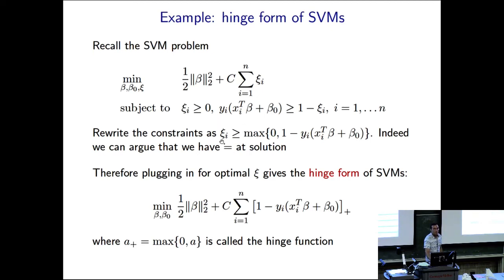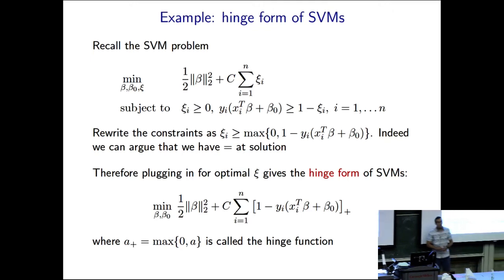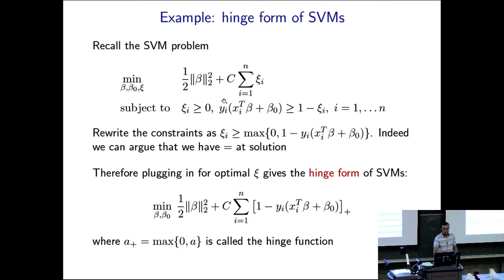And we can actually argue that, indeed, we can't ever have a strict inequality at a solution. If we had a strict inequality at a solution, then we would be making the criterion unnecessarily large, because I could always move it down to an equality. I would still be feasible, but I'd make the criterion smaller. So there's no way I could have a strict inequality at a solution. So we have to have an equality. And now we've solved exactly for xi. It's just going to be equal to this at the solution.